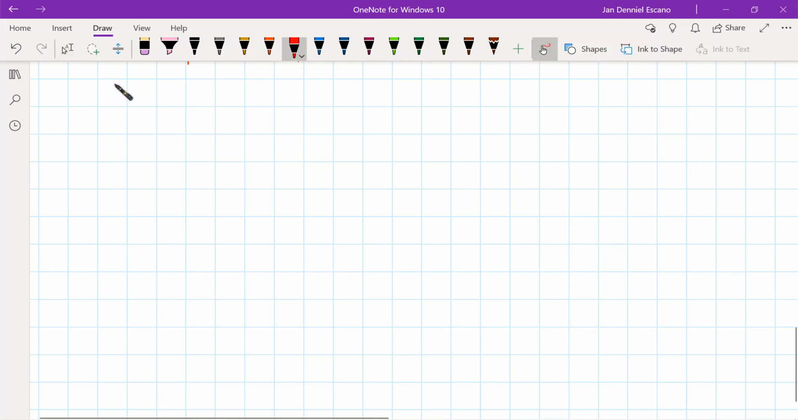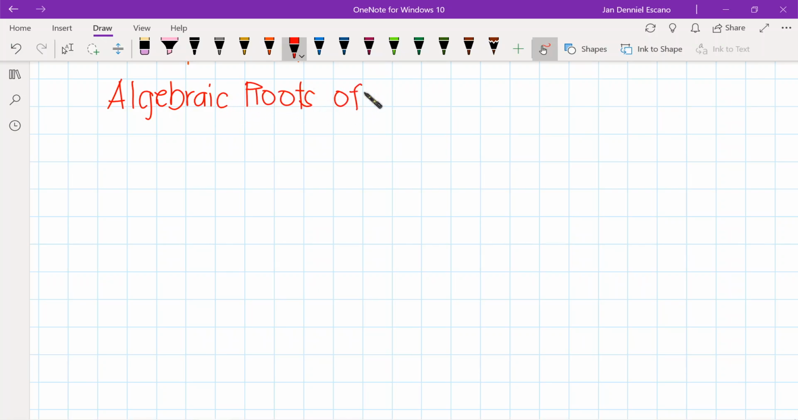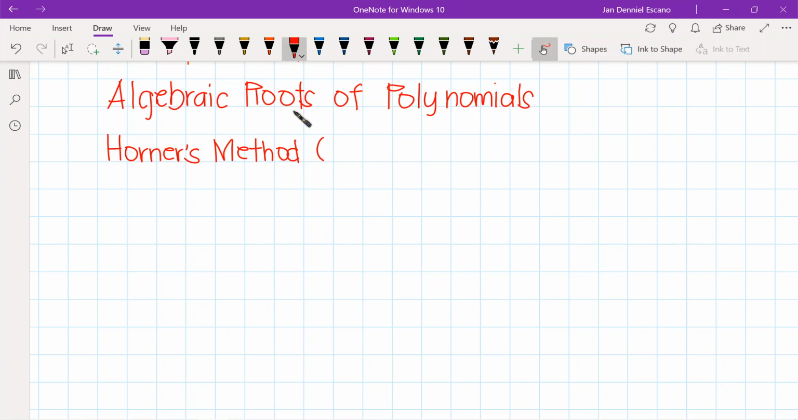So, in the next topic, we'll be talking about finding the algebraic roots of polynomials by using Horner's method. Okay? In this method, we will have a mixture of Newton's method, because Horner's method can be a pattern to Newton's method.